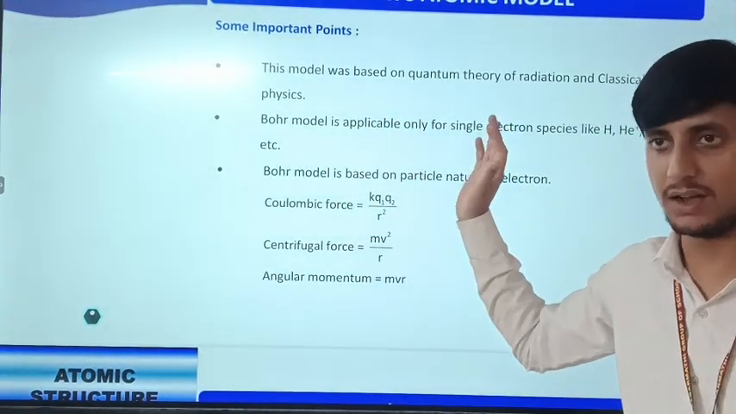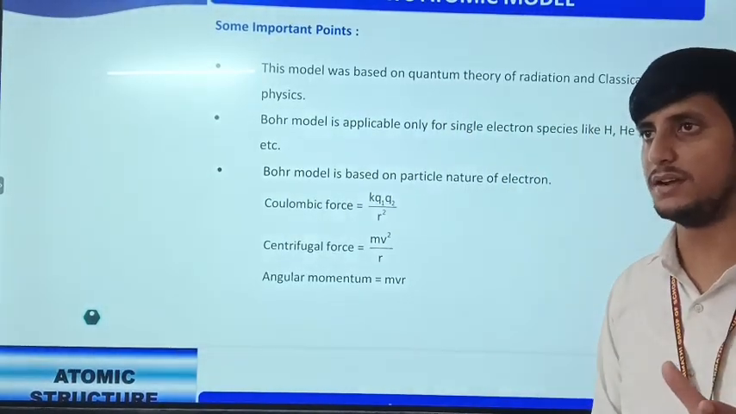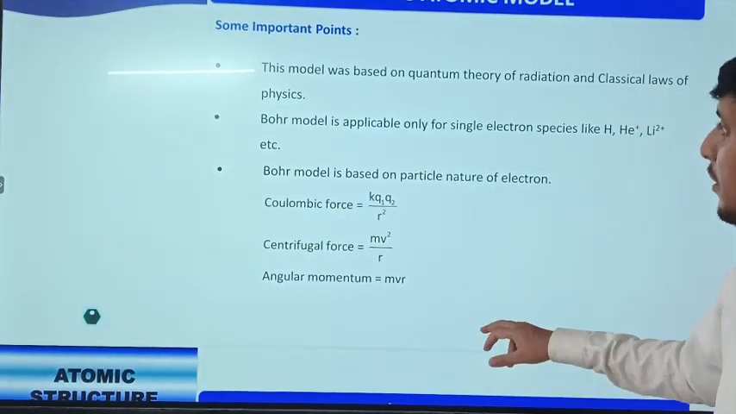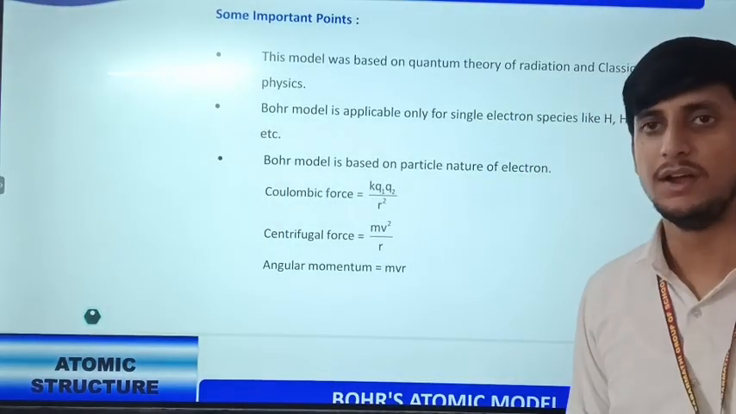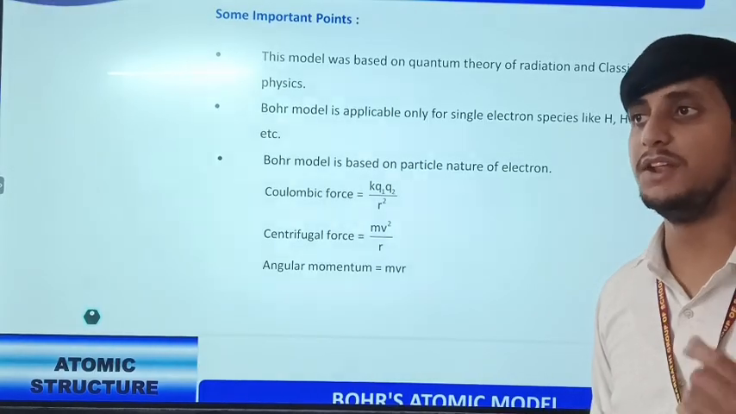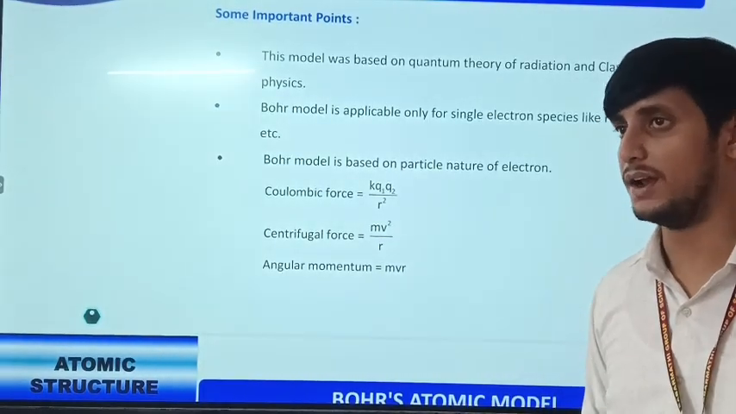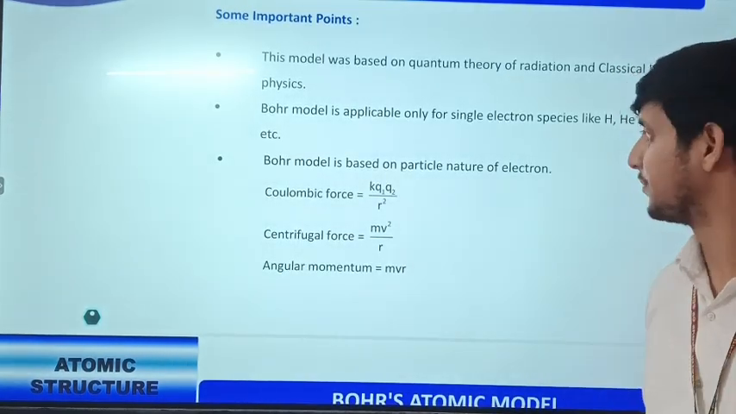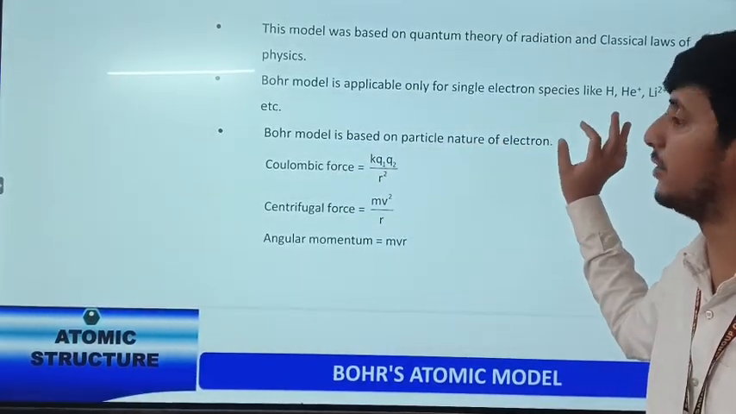This is important. Classical law of physics means a moving object, calculating the velocity of a moving object. Bohr's model is applicable only for single electron species. This is also important. Bohr's atomic model is applicable only for single electron species like hydrogen, helium plus, lithium plus 2, beryllium plus 3. And Bohr's model is based on the particle nature of electrons.